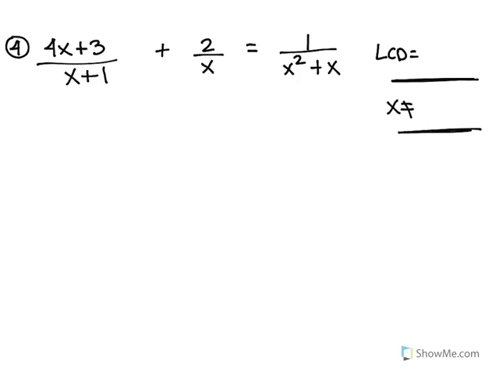Okay? Now let's look at these denominators. You got x plus 1 and you got x. Now they're both linear. Now you can't do nothing to them. They're linear. But then on the last one you got x squared plus x. If you factored that, what would you have? Very good. You have the other two. X times x plus 1.